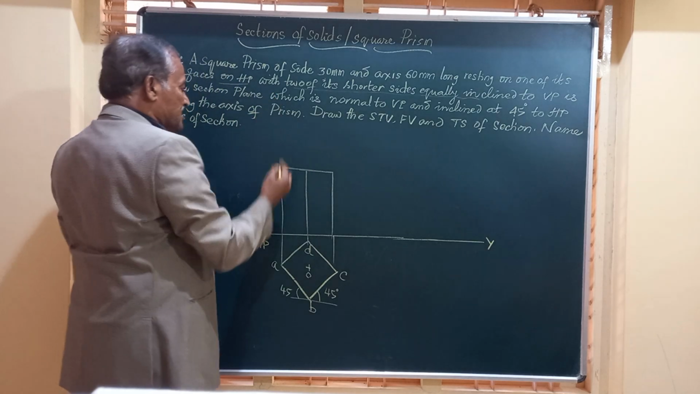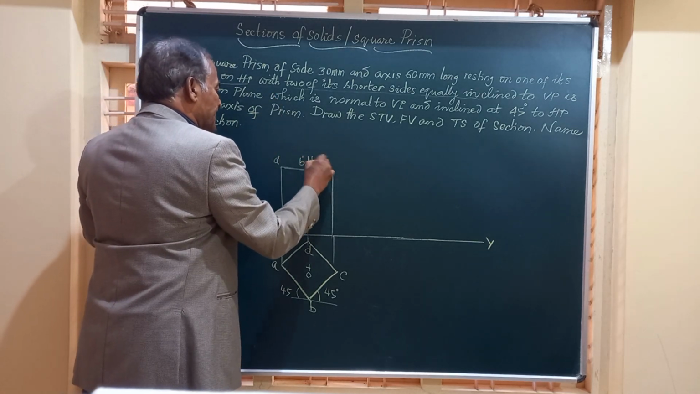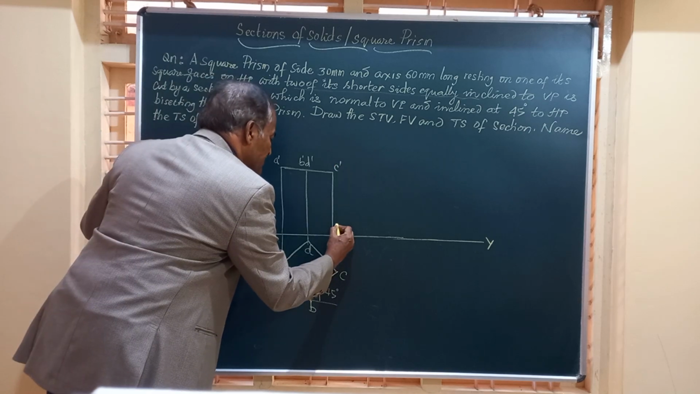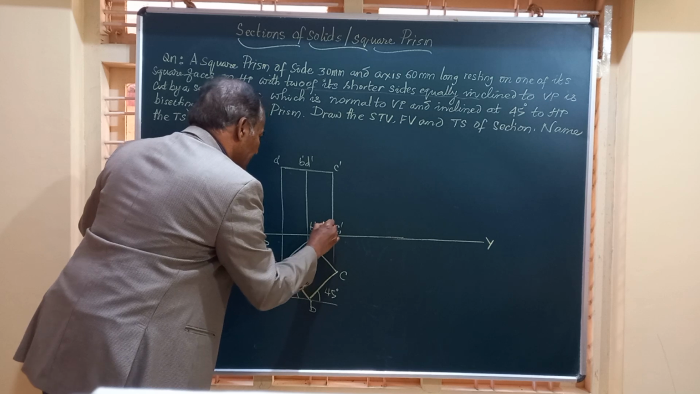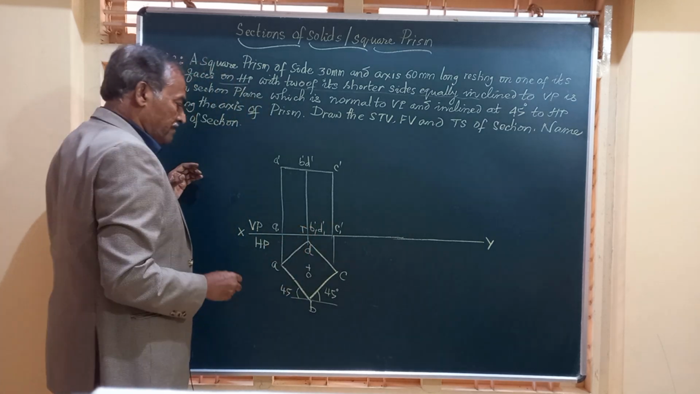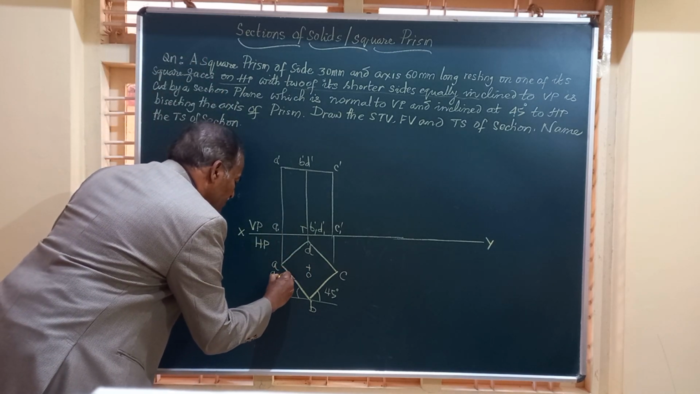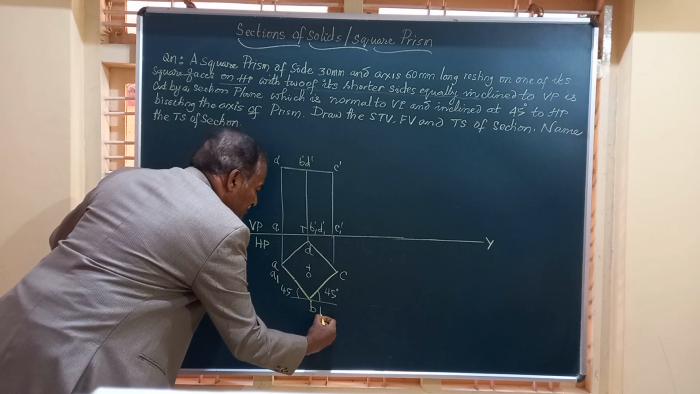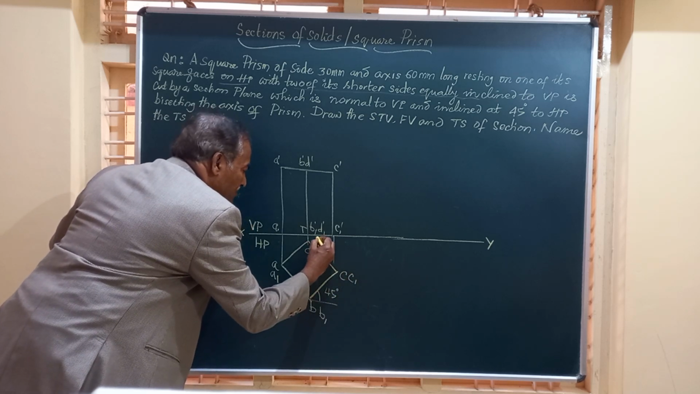So let me mark this in the front view, A dash, B dash, D dash, C dash. For the bottom face, C1 dash, B1 dash, D1 dash, and this is A1 dash. The axis is perpendicular here. And friends, a double marking you should do. A, A1 is the vertical edge A. This is B, B1, C, C1, D, D1.